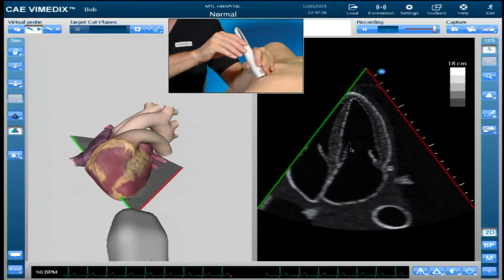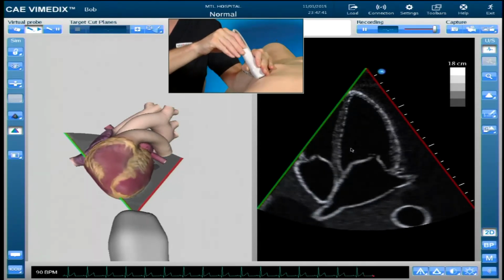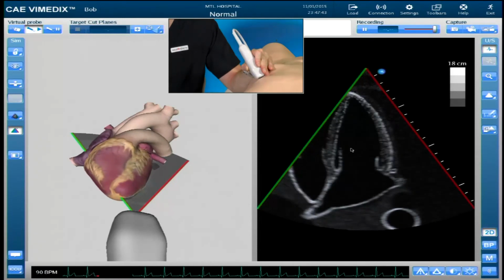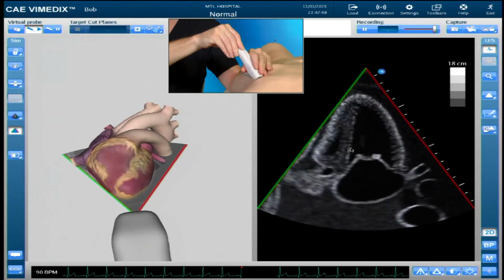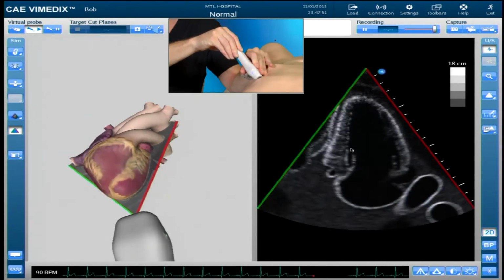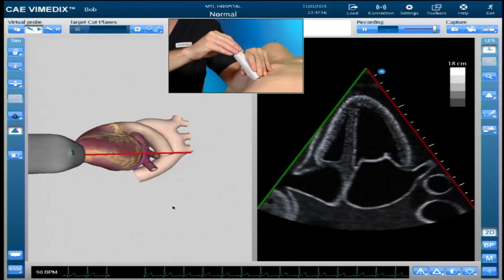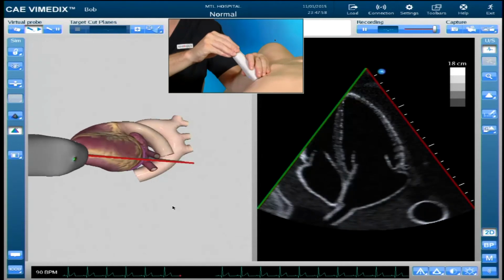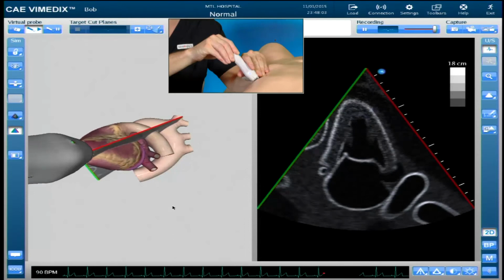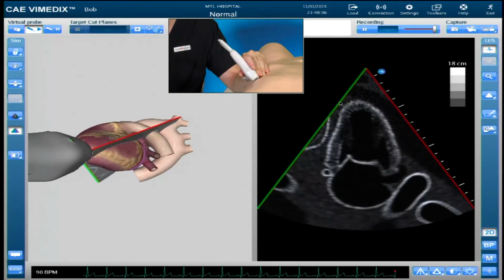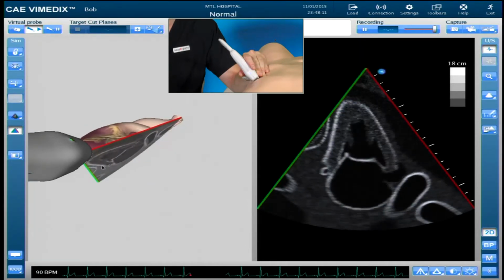I angle round so that you've got what's known as an LV-centric view, where the LV is in the middle of the echo image. Then I rotate slowly, slowly, about 60 degrees. Once you've rotated about 60 degrees from your 4-chamber view, that will give you your 2-chamber view. And here we're looking at the inferior and anterior portion of the heart.